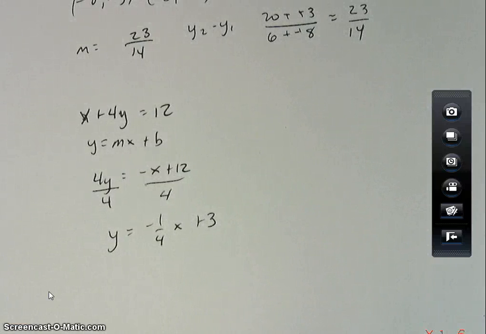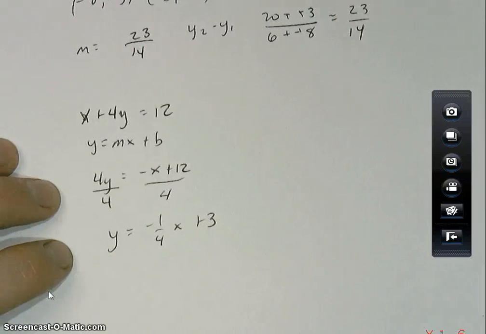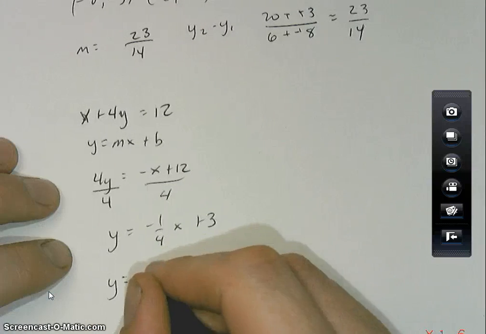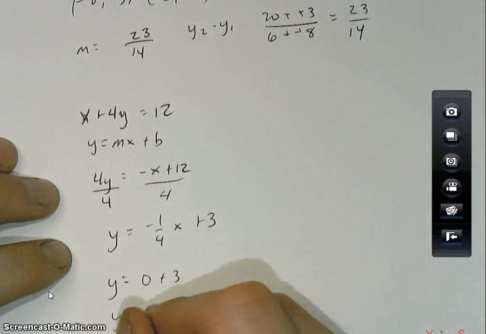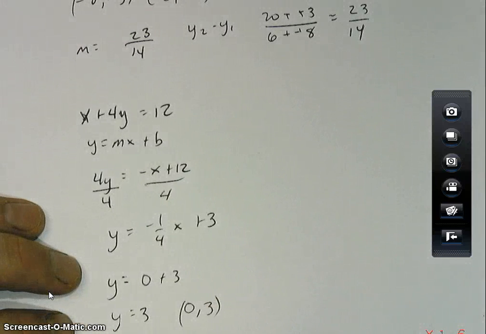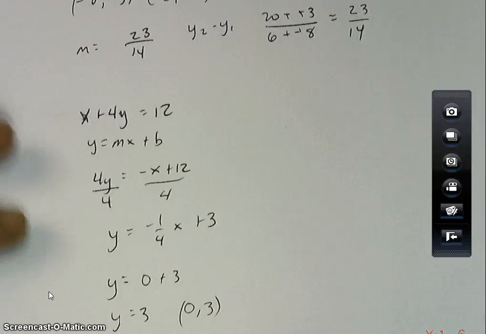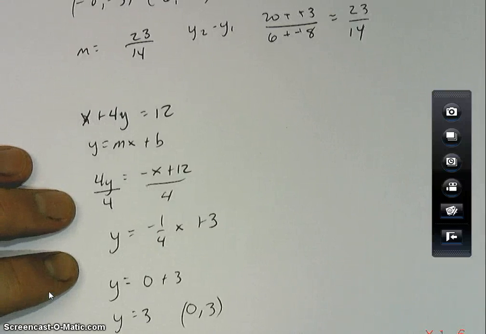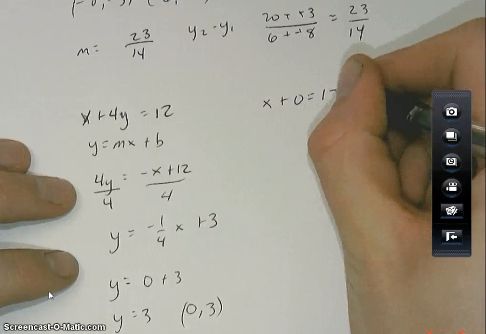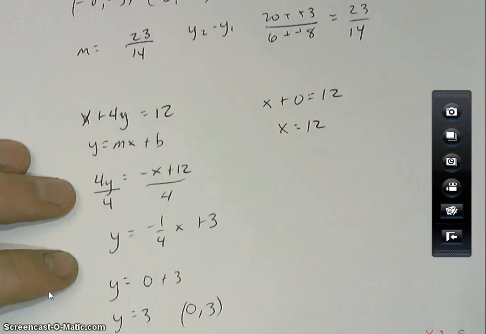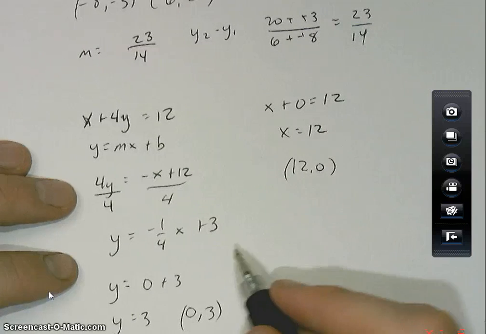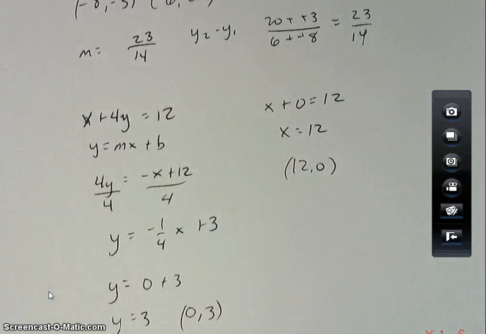Now from this point, I need to also find the x and the y intercepts. To find the y-intercept, I put 0 in for x. So I would have y equals 0 plus 3, y equals 3. So the y-intercept is going to be at the point 0, 3. To find the x-intercept, I put 0 in for y. So I would have x plus 0 equals 12, or x equals 12. So the x-intercept is going to be at the point 12, 0. If you can remember how to do these things, you'll be set.